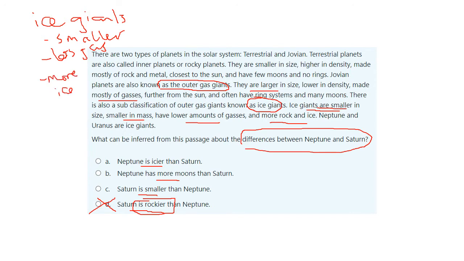Which are the ice giants? Well, Neptune and Uranus are the ice giants. So Neptune is smaller. Neptune has less gas. Neptune has more ice. The correct answer must be A. Neptune has more ice than Saturn.